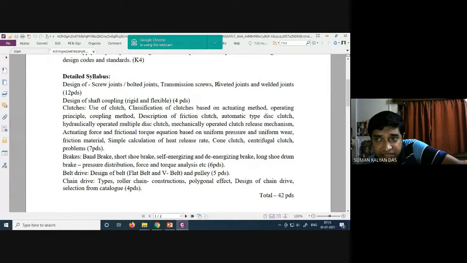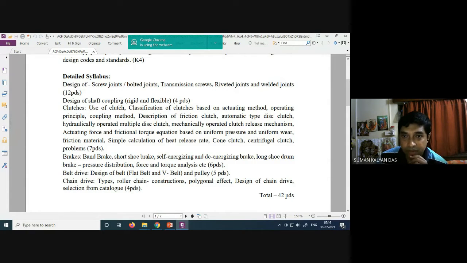Then riveted joints, then welded joints. So how to design riveted joints and welded joints, those are under design of joints. And then we come to the design of shaft couplings. Shaft couplings are used for connecting two shafts for power transmission purposes. Shaft couplings can again be rigid and flexible. Those details we will discuss when we come to this topic.